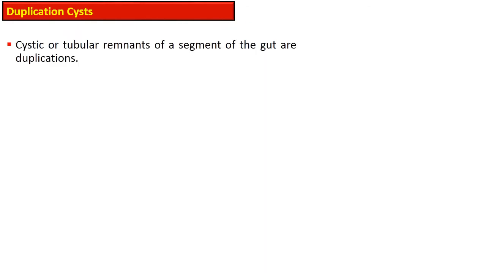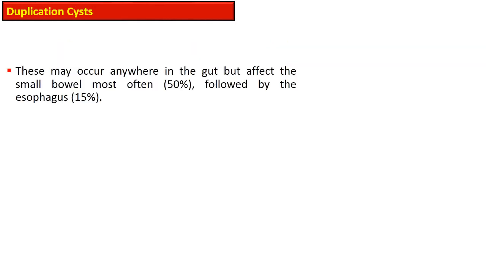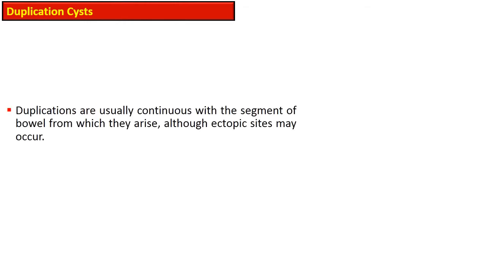The duplication cysts replicate the normal anatomy of the affected bowel, and cystic or tubular remnants of the segment of the gut are duplications. These may occur anywhere in the gut but affect the small bowel most often, in half of the cases, and in the esophagus only 15% of the cases are seen. Duplications are usually continuous with the segment of the bowel from which they arise, although ectopic sites may occur.